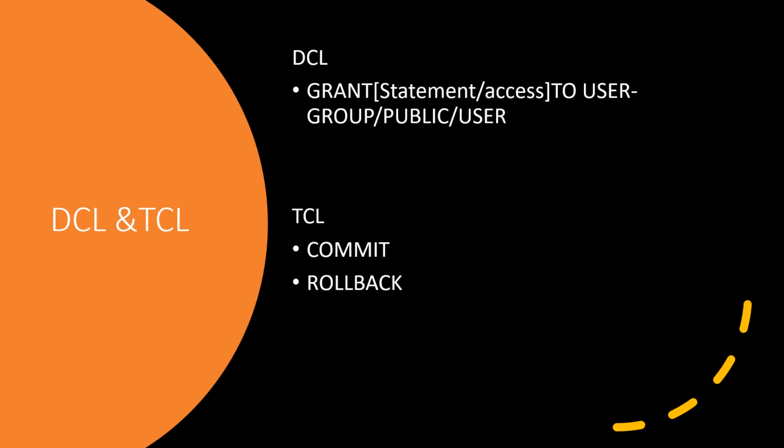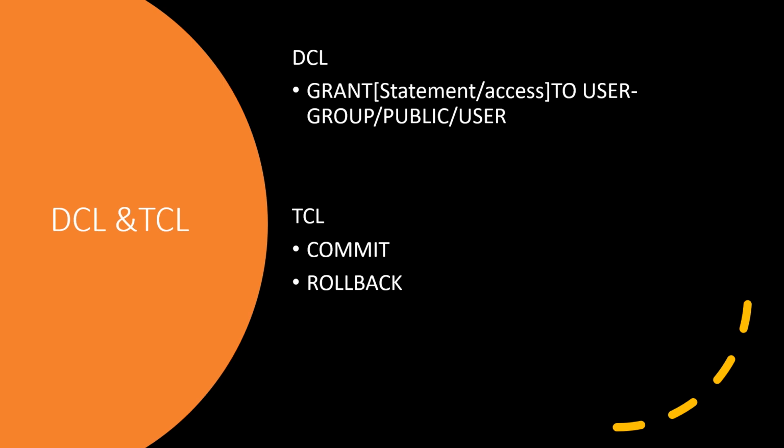Next we'll discuss DCL and TCL. In DCL we have the Data Control Language. So we provide grant. That means if you want to provide access for a particular area, particular table, or particular user. So DCL provides access to a particular user, a group, or the public. We can also remove the access from a user using the revoke command, and we can use it for a group also.